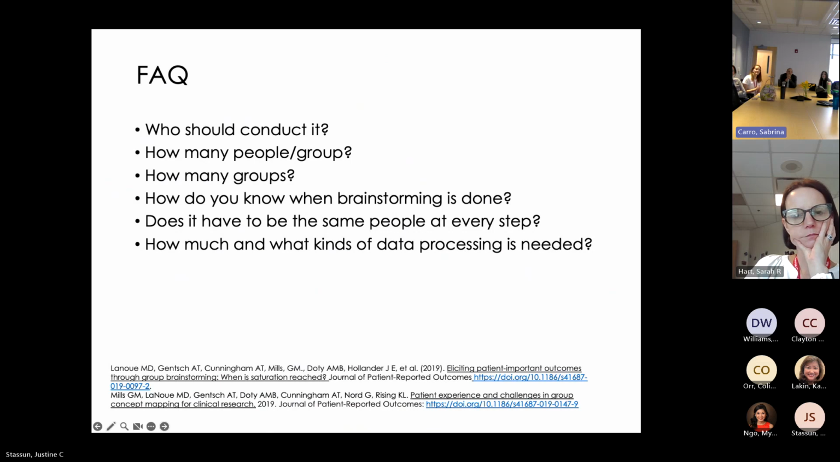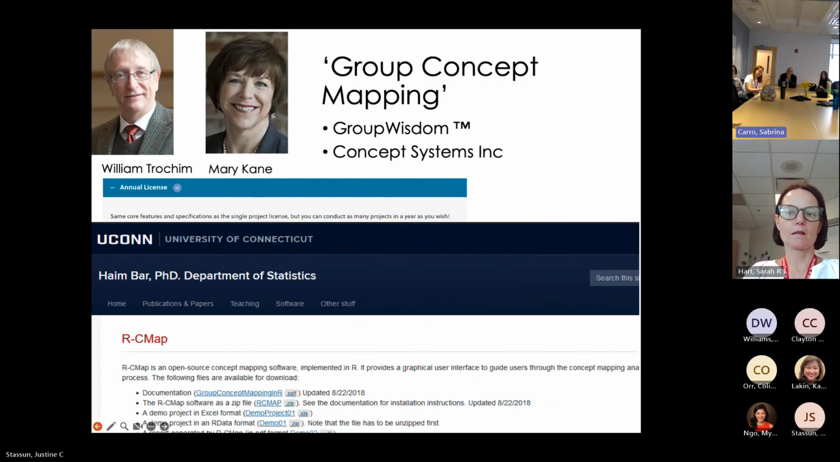One more. Mary Kane and William Trochim. He's really the social scientist. I don't know if any of you have seen Trochim published a text a long time ago called the Handbook of Social Research Methods. He's a big guy in the field of research methods in general. He was at Cornell. He's still alive, but long since retired. And Mary Kane, who was his collaborator, they sort of invented this technique. So many of the early publications are Trochim and Kane.